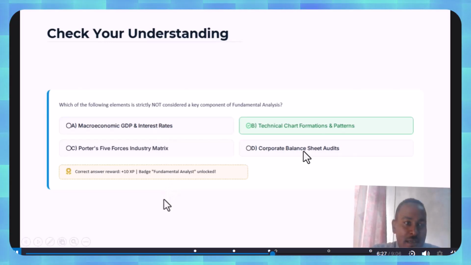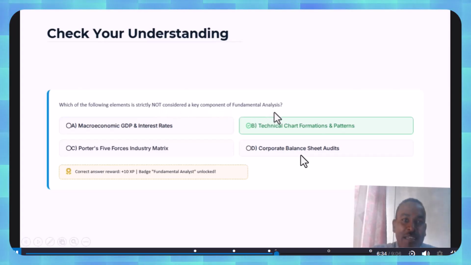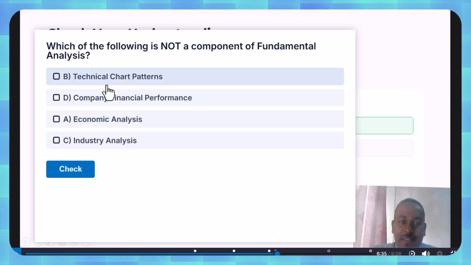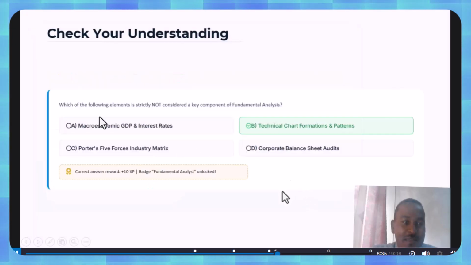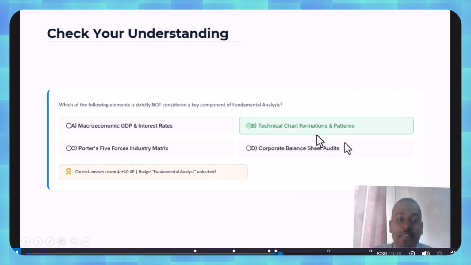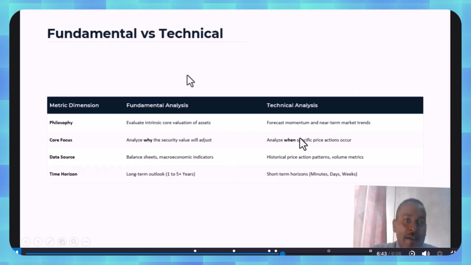So this is a question for you. Which of the following elements is strictly not considered a key component of fundamental analysis? So the answer is technical chart formation patterns. This is technical analysis, not fundamental analysis.